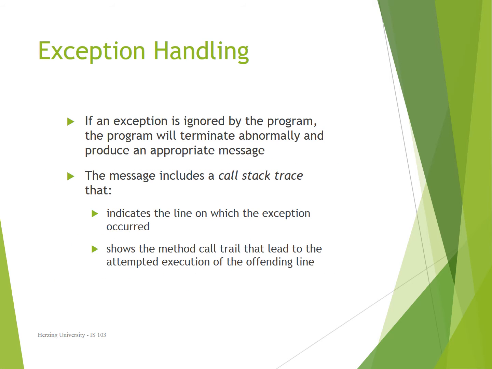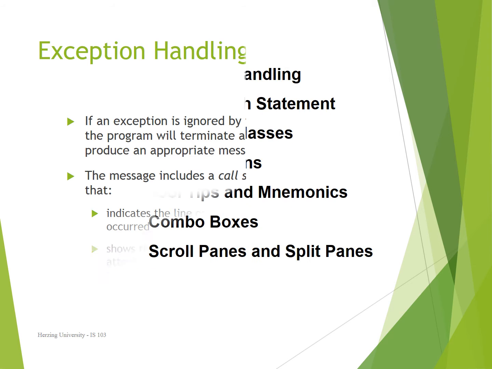If an exception is ignored by the program, it will terminate abnormally and produce an appropriate message. That message includes a call stack trace that includes the line on which the exception occurred, and it shows the method call trail that led to the attempted execution of the offending line.